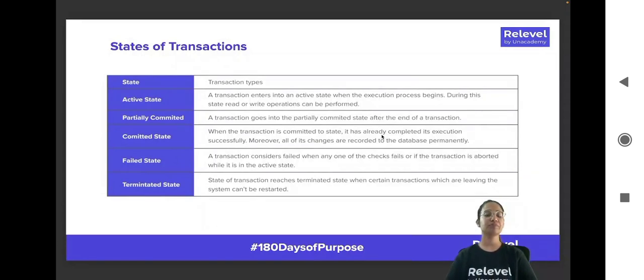I'll repeat the committed part once again. Whenever a transaction is in committed state, it has already completed its execution successfully and all the changes are permanently reflected in the database as well.